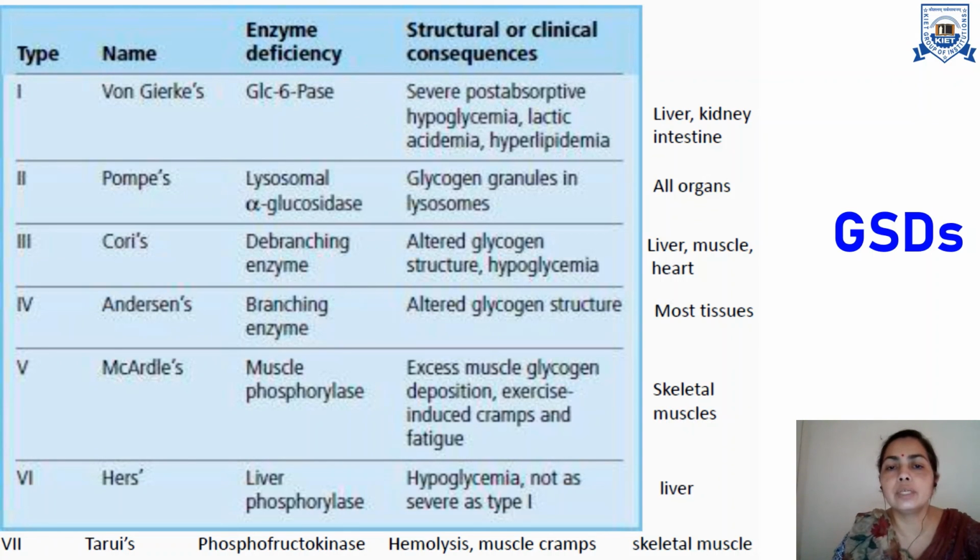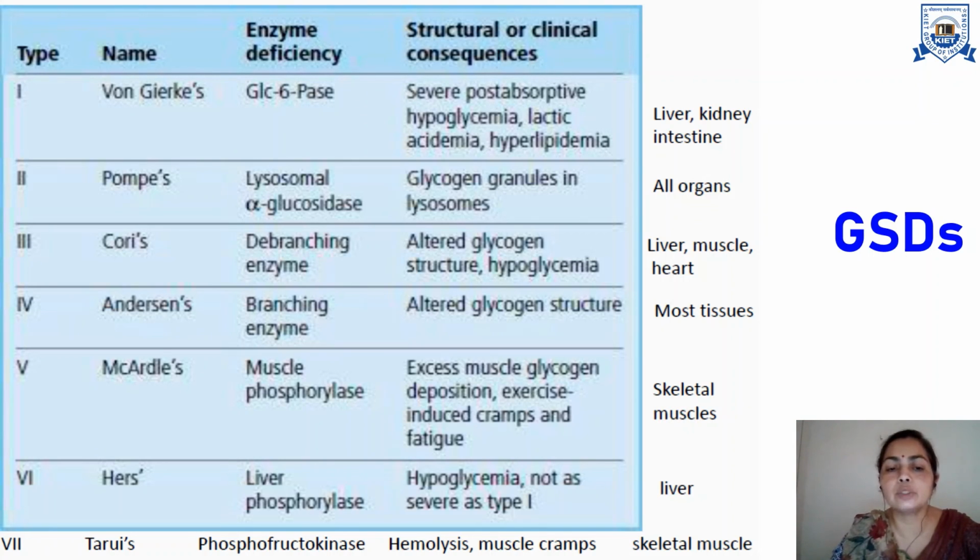These are the various clinical consequences associated with it, like lactic acidemia, hyperlipidemia, hypoglycemia. In addition, in Pompe's, there is storage of glycogen granules in lysosomes. In Cori's, the glycogen structure gets altered, or there is hypoglycemia. Similarly, in Andersen's, the glycogen structure gets altered. In McArdle's, excess muscle glycogen gets deposited as there is a lack of phosphorylase enzyme, so glycogenolysis doesn't get initiated, and that leads to muscle cramps due to exercise and fatigue.